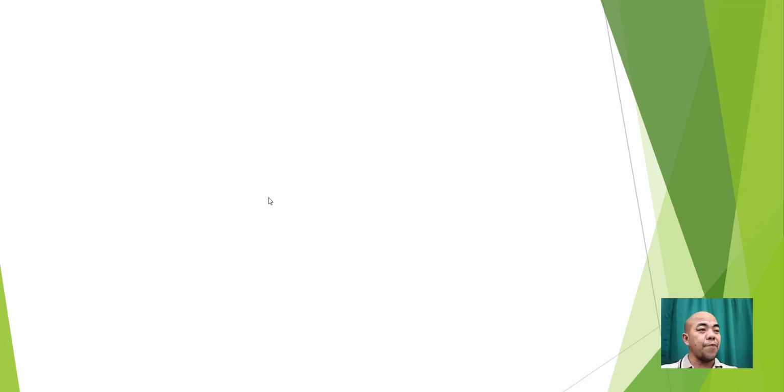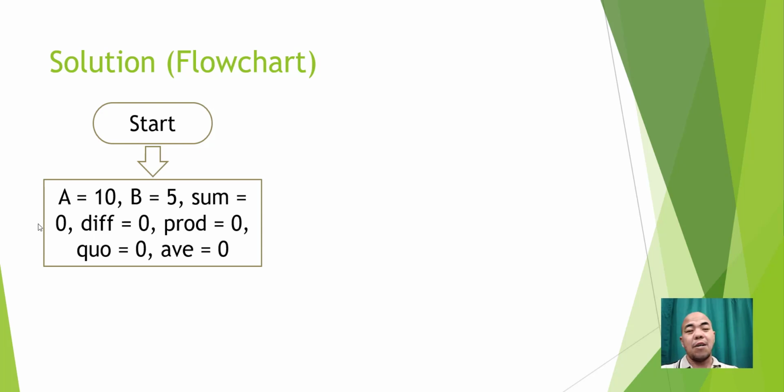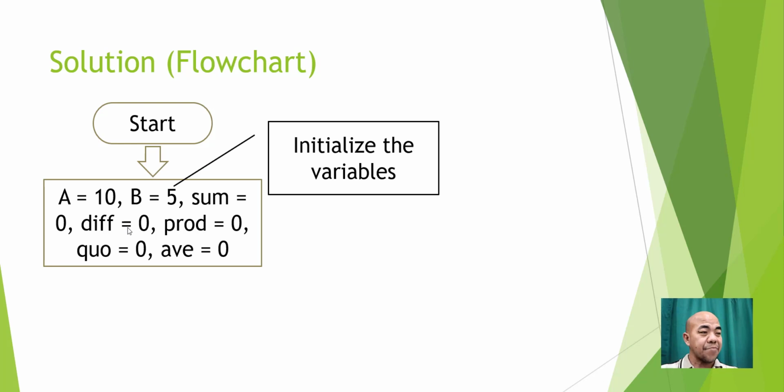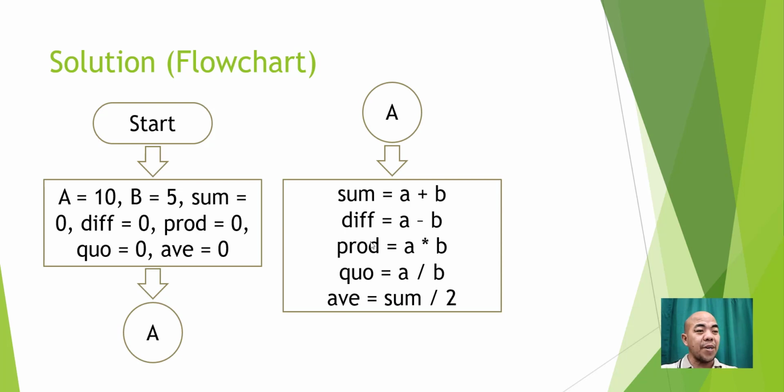Now, for the flowchart, of course, we have to start. Then after that, the initialization of the variables. We have here again A is equal to 10, B is equal to 5, sum is equal to 0, difference is equal to 0, product is equal to 0, quotient is equal to 0, and average is equal to 0. Now, once you initialize the variables, you have to put all of those inside a process. Then after that initialization, we can compute the sum, the difference, product, quotient, and average.